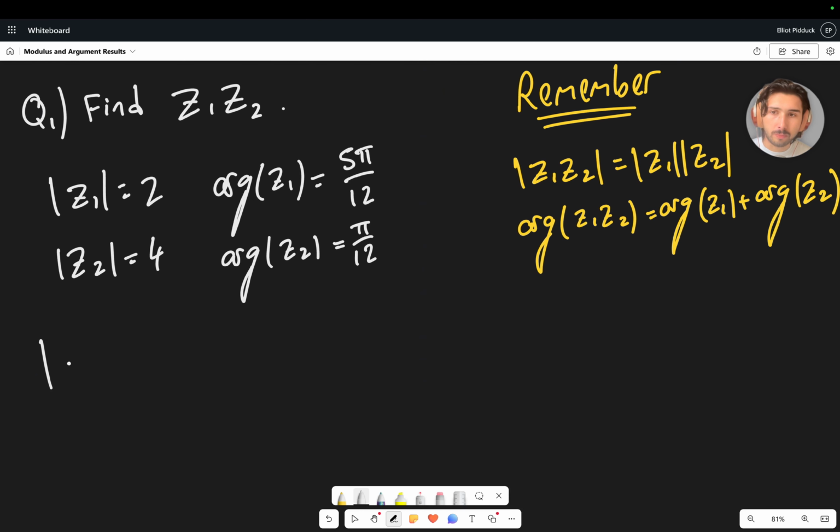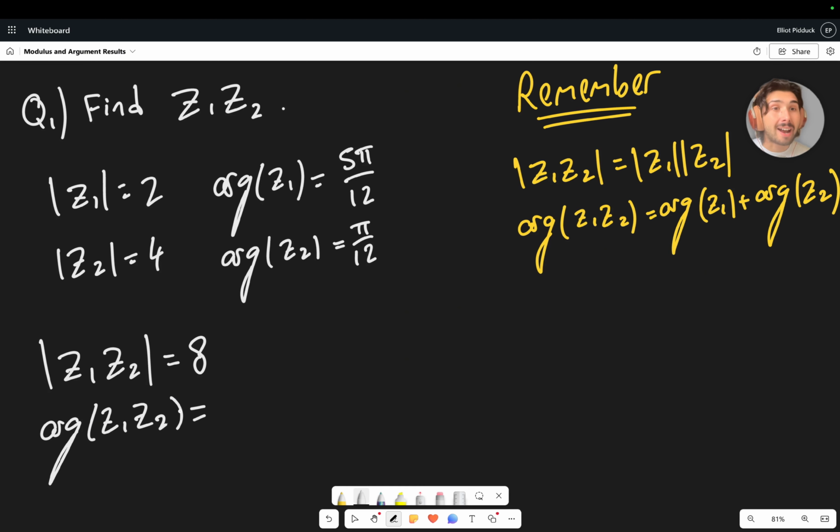Let's start with the modulus. The modulus of z1 times z2 is just the individual moduluses multiplied together. We're going to use this formula there. So it's just 2 times 4, which is 8, nice and simple. Now we need to know the argument of z1 times z2. For this one, we need to add the arguments together. So it's 5 pi over 12 plus pi over 12, and we're using this one here. That's 6 pi over 12, which is the same thing as pi over 2. So the argument of the product of the two complex numbers is pi over 2.